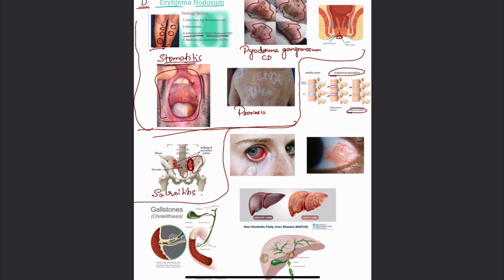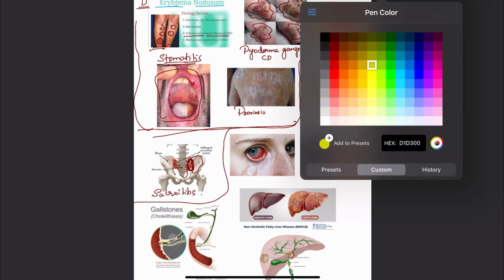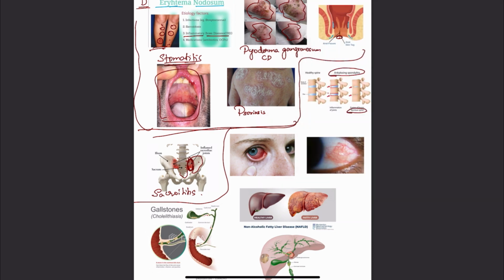Along with this, there can be peripheral arthritis too. That's also included in case of rheumatological complications. So these are the rheumatological complications.